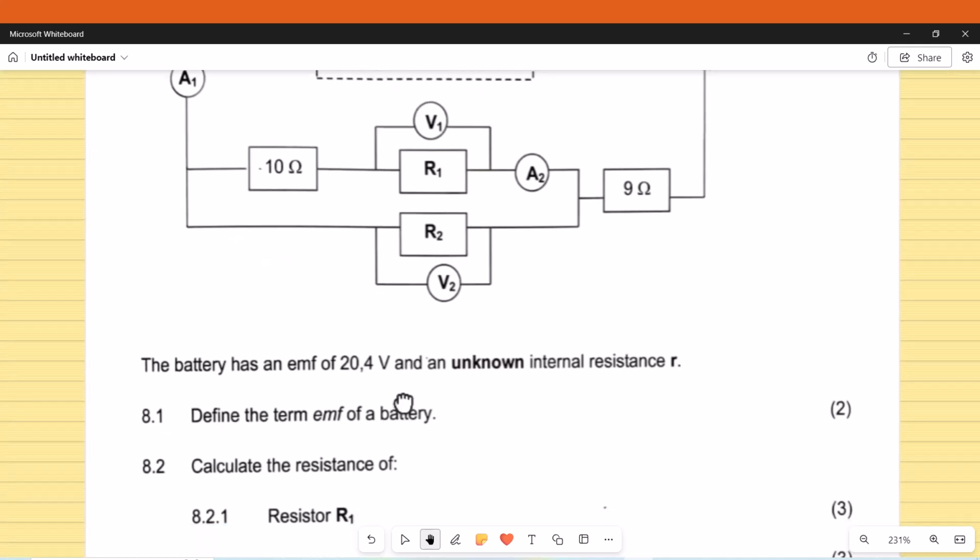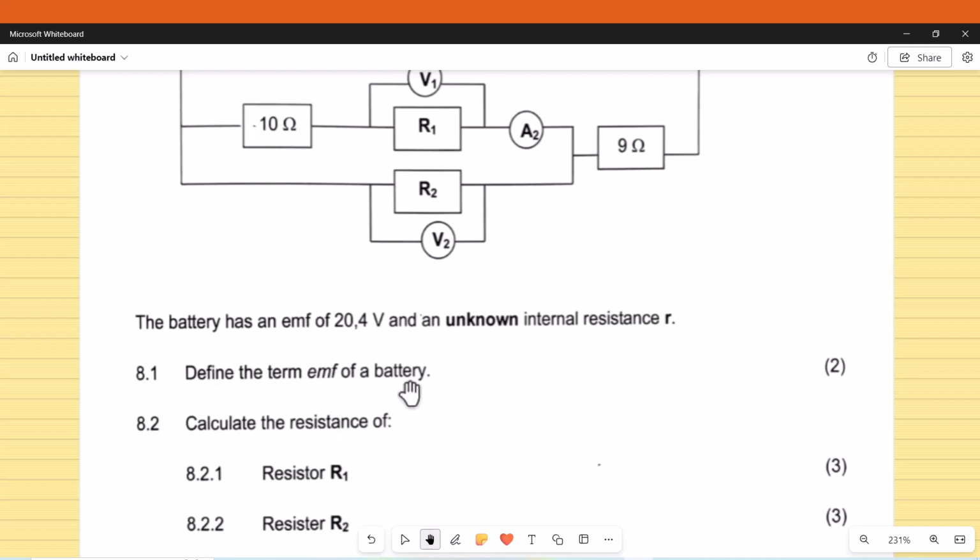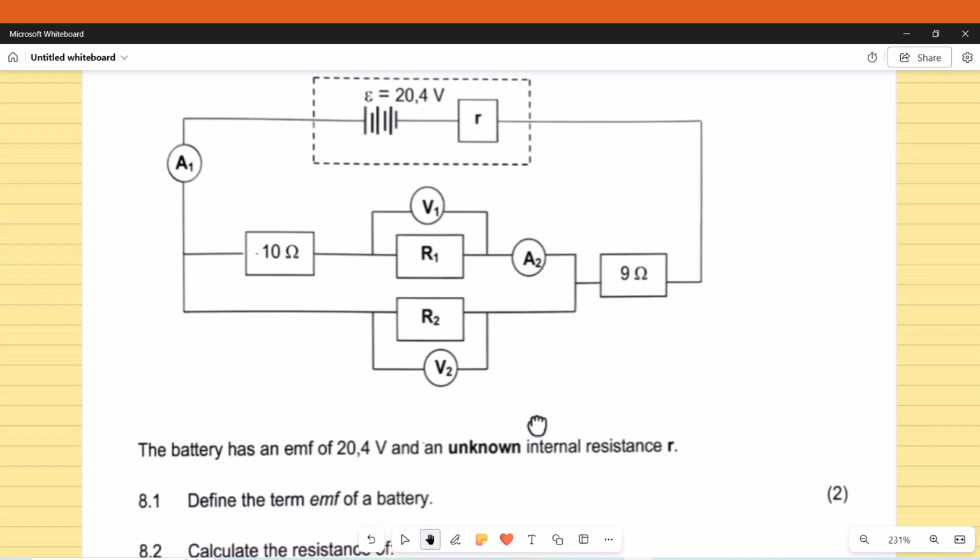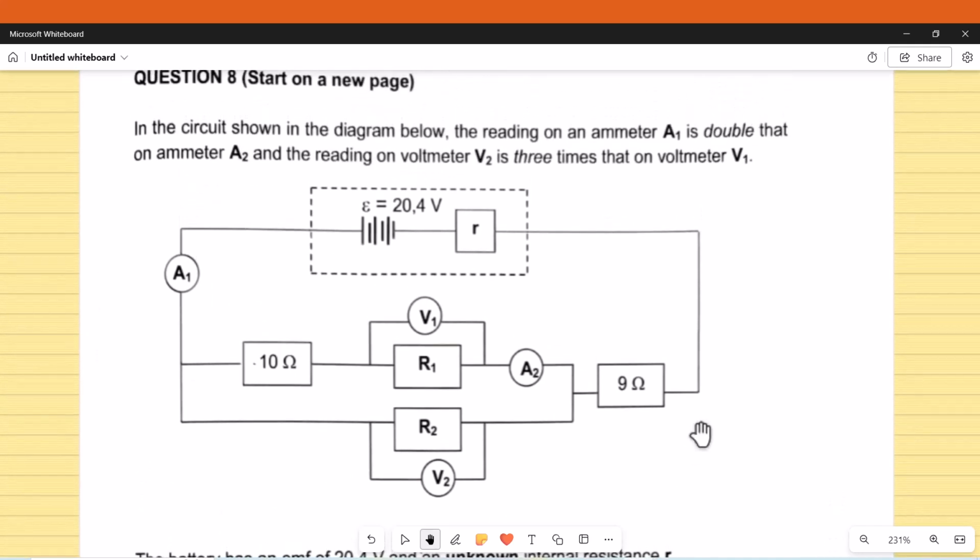Now 8.2, they say calculate the resistance of resistor 1. We need to find this resistor 1 here. Let's check it properly. Resistor 1 is in series with a 10 ohm resistor, and this combination is in parallel with resistor 2. Are we together? Because this is a parallel combination, it is a parallel combination together with this resistor.